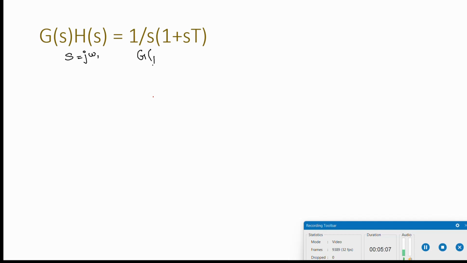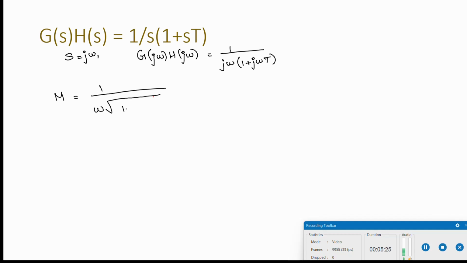If I substitute s equal to j omega, G(j omega)H(j omega) is equal to 1 divided by j omega into (1 plus j omega T). So my magnitude M is equal to 1 divided by omega into square root of 1 plus omega squared T squared. My phi value will be minus 90 degrees minus tan inverse of omega T. So for s in the denominator, I get minus 90, and for the other denominator term, I get minus tan inverse of omega T.